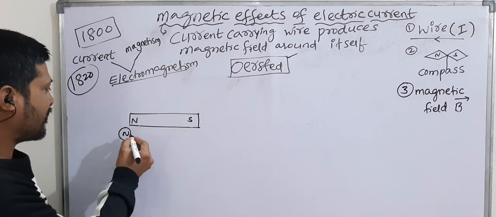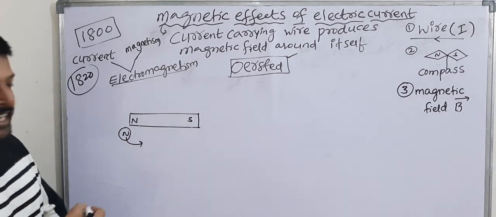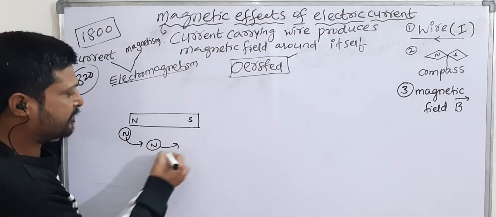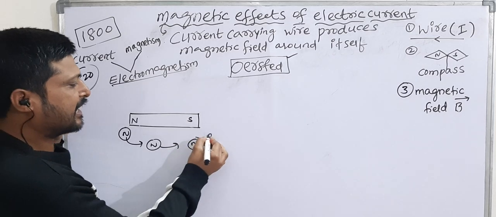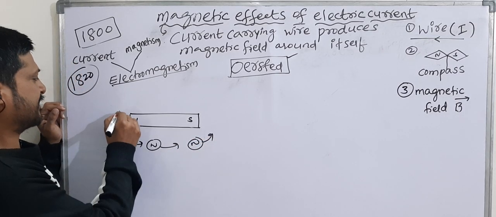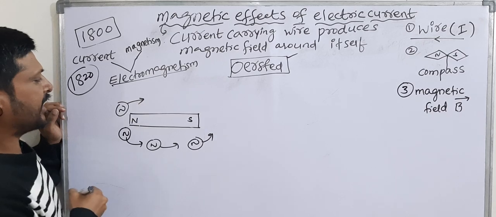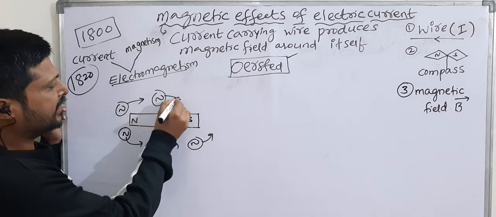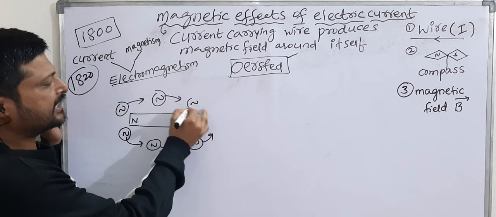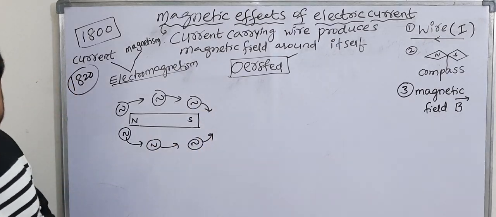The north pole of the needle deflects. See here, place here, the north pole of the needle deflects. Place here, the north pole of the needle deflects. Place it at several points, and each time the north pole of the needle deflects.